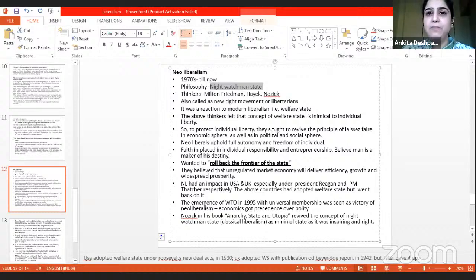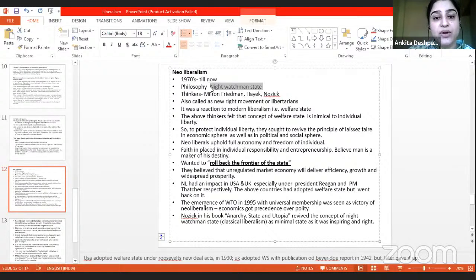And laissez-faire, open market, not just in the economic field, but even in the social and political fields. So whoever has more money will dominate society, the political field, and the economic field. Why? Because man is a maker of his own destiny. Friedman, Nozick, all of them believe let everything be decided by markets. If you earn a lot, the money is yours. If you lose, the failure is yours. So the only difference between neoliberal and classical liberal is giving full autonomy to the individual.